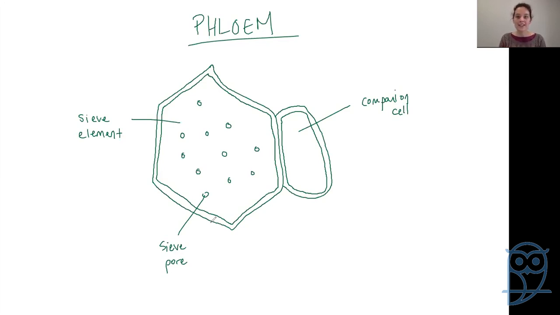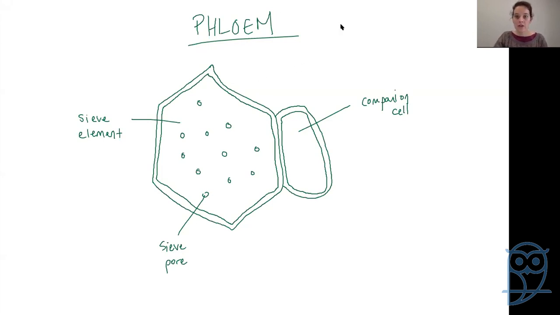Okay, so you've got a good idea now of an overall of the structure. Yes, you do need to get that detail really into your head. You need to know this, okay? But the take-home message here is that the companion cell and the sieve element work together as one. You can't do this whole job of translocation without having both of them.